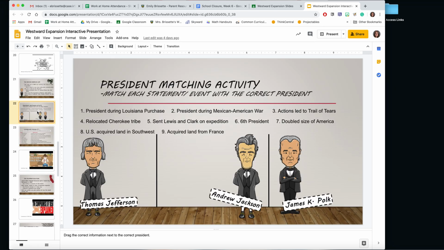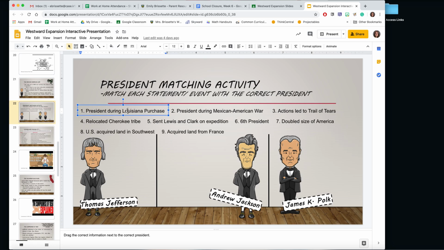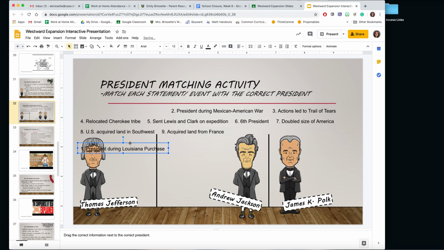So we'll be reading or doing a little bit of activities of what we've learned so far. This one, they don't quite fit, but that's okay. Just try to drag it next to the person. For example, number 1 says, who was president during the Louisiana Purchase? I know that Thomas Jefferson was, so I'm going to plop this down kind of on Thomas Jefferson.